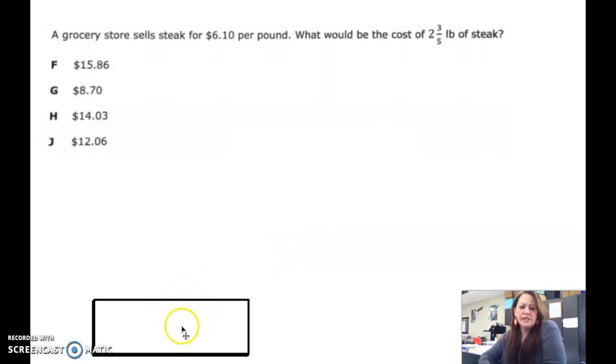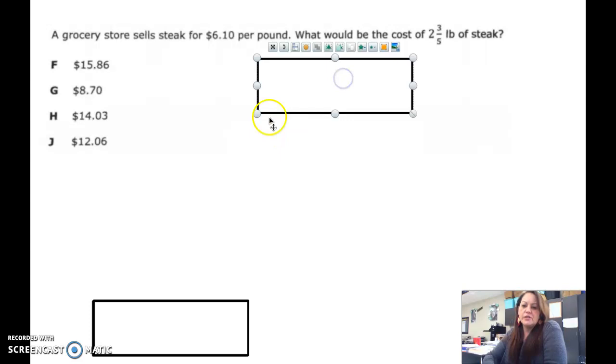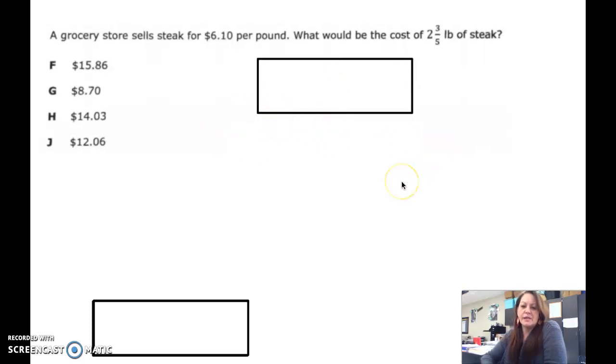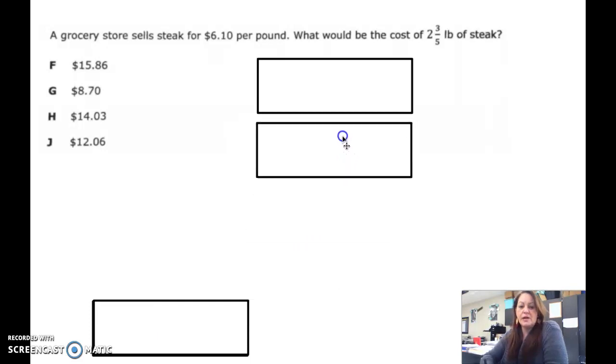If you're looking at this, you're probably noticing that I've got some rectangles down here. I'm going to use these rectangles to represent my problem. So I dragged one of the rectangles up to represent 1 pound of the steak. Now I'm looking at 2 3/5 pounds of steak that's being purchased. So that means I'm going to need 2. So now I've represented 2 pounds of steak.